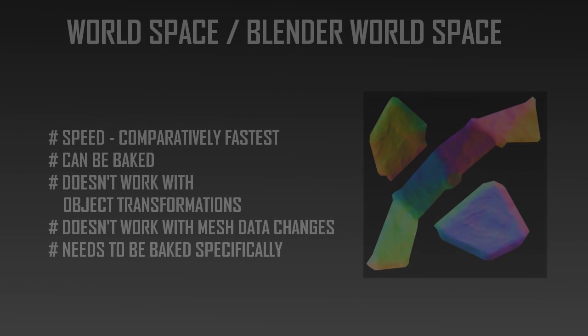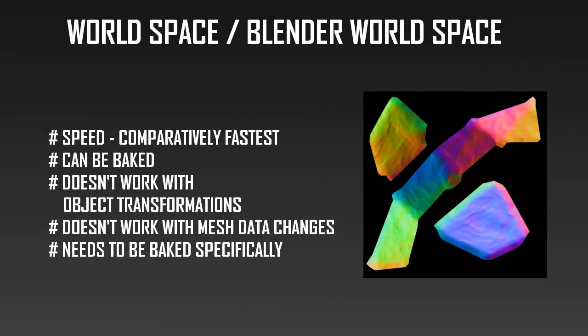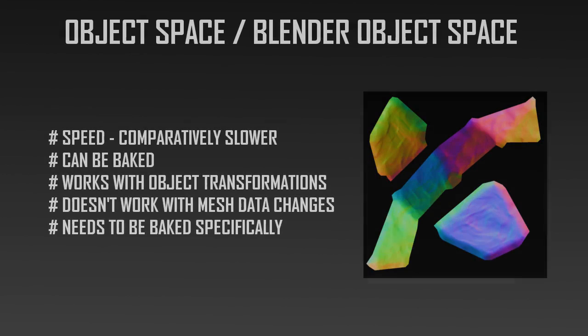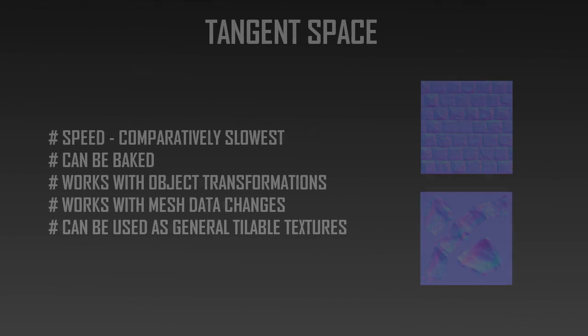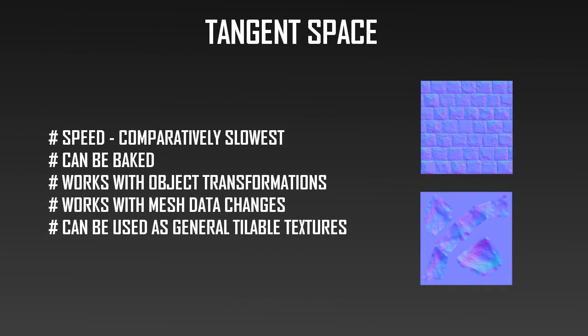As a summary for the space options, the world space and Blender world space are the fastest, but they need to be baked and are only applicable to static meshes. The object space as well as Blender object space are slower. They also need to be baked. Can be used on objects with transformations as long as the actual mesh data is not deformed. The tangent space is comparatively the slowest. Can be baked, but also can be used without baking, like for example the most common tiled normals, which are used everywhere. Can be used with transformed objects as well as with deformed mesh data.